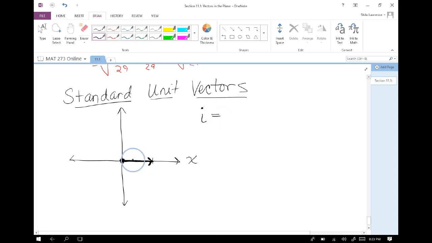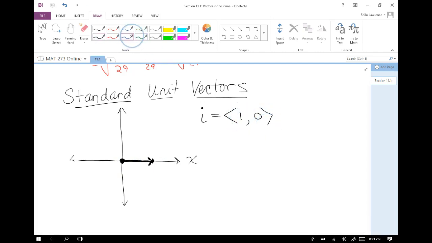Now remember, the way we get components, if it's in standard position, which it is, it starts at 0, 0, the components are really just your terminal point. So the terminal point for our standard unit vector i, which is just a vector with magnitude of 1 that points only in the positive x direction, the terminal point is 1, 0.